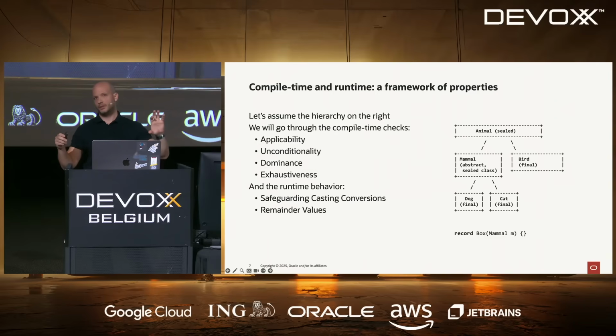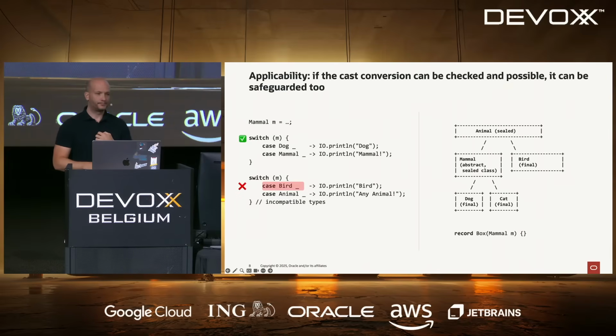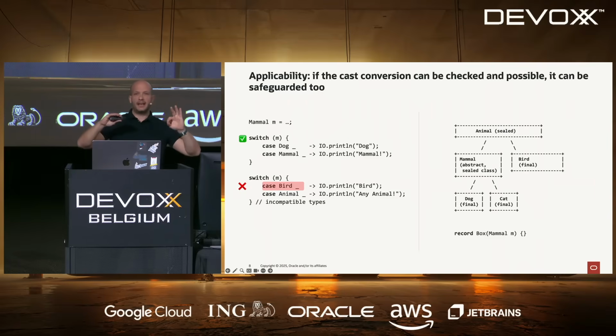I will talk about what exhaustiveness is, but it's nice to set up a little bit the tone. Applicability. What does applicability mean? If the cast conversion can be checked and it is possible, so the compiler has verified that the conversion between two types is possible, then it can be safeguarded too.